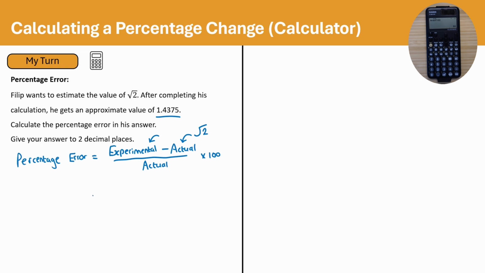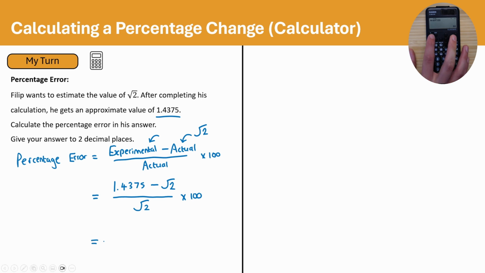So let's plug in our values for this. The experimental value is what Philip calculated. It's the 1.4375. We'll take away the actual value, that is root 2, as you just put that in your calculator, of course, divided by the actual value, multiplied by 100. Now, this might give us a negative answer, and that's okay. We just make it positive. That's what's called taking the magnitude. We're just interested in the size. We're not interested in the direction, whether it's negative or positive.